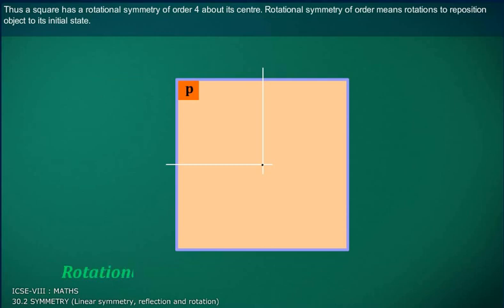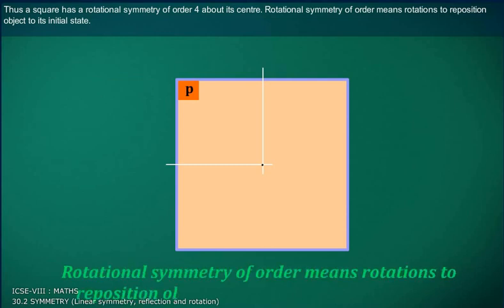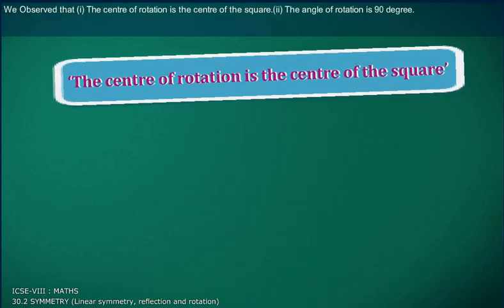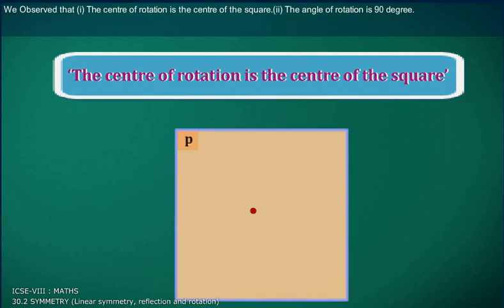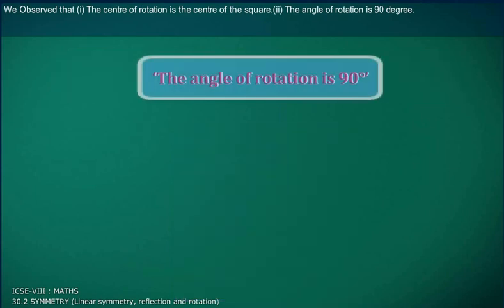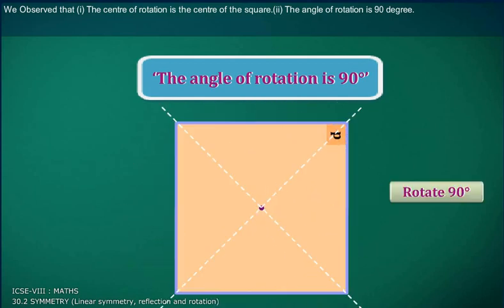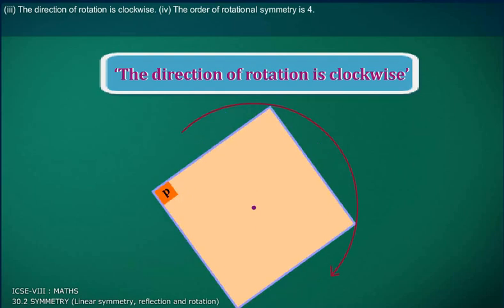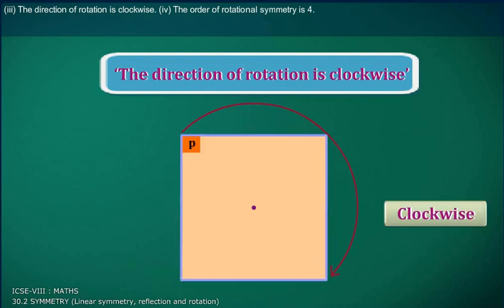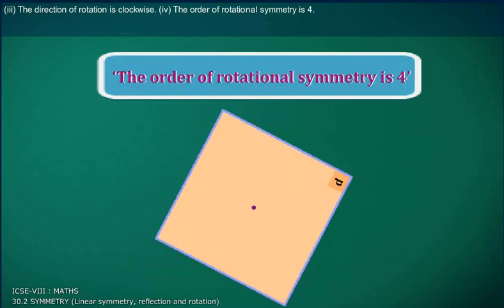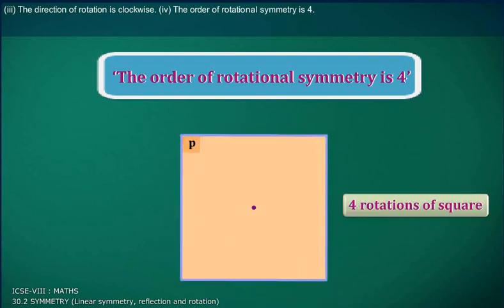Rotational symmetry of order n means n rotations reposition the object to its initial state. So we observe that: 1. The center of rotation is the center of the square. 2. The angle of rotation is 90 degrees. 3. The direction of rotation is clockwise. 4. The order of rotational symmetry is 4.